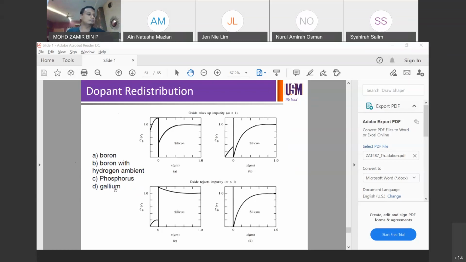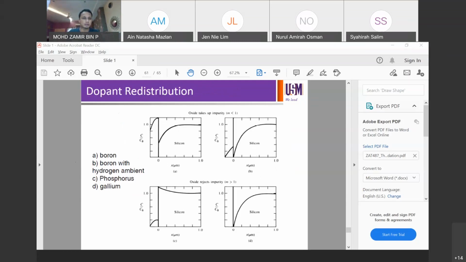So you also have gallium. Gallium is on the lower right. So gallium is a fast diffuser in silicon dioxide. So let's look at the values now. What are the values of the redistribution?